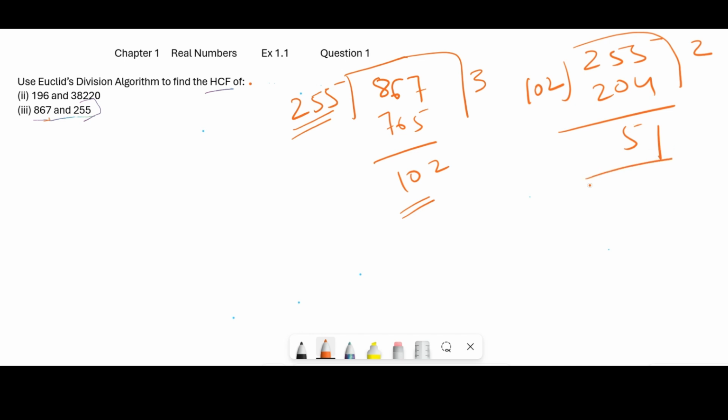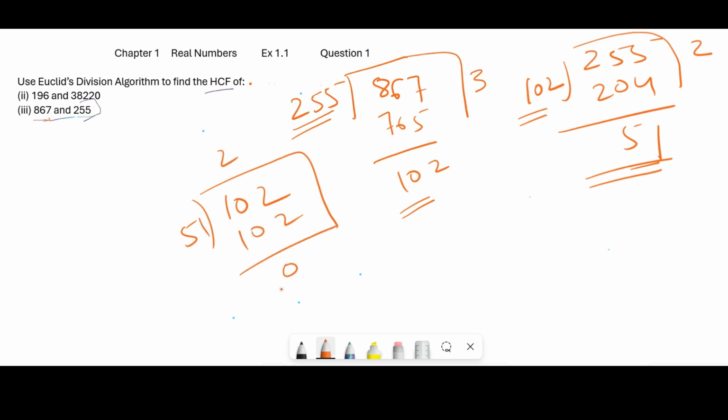Okay, here also the remainder is not 0. Now we need to repeat, like we need to divide this one with the help of this one. Okay, let's do it here: 102. We need to divide it with the help of 51. So 51 twos are 102. Here we get 0 as a remainder.